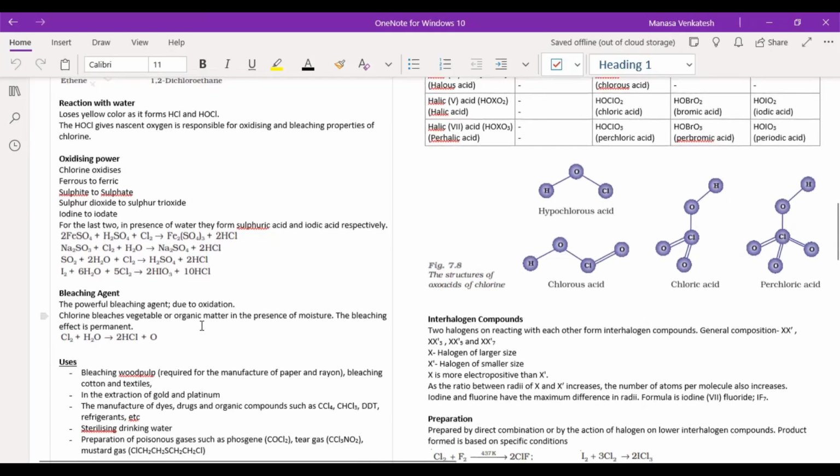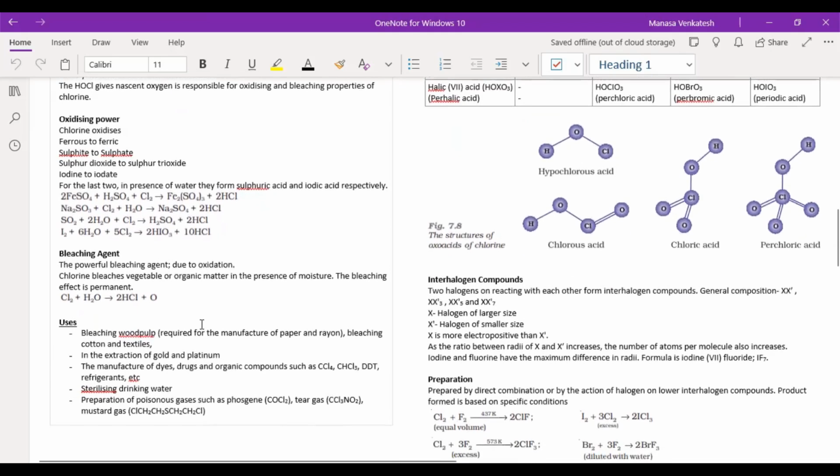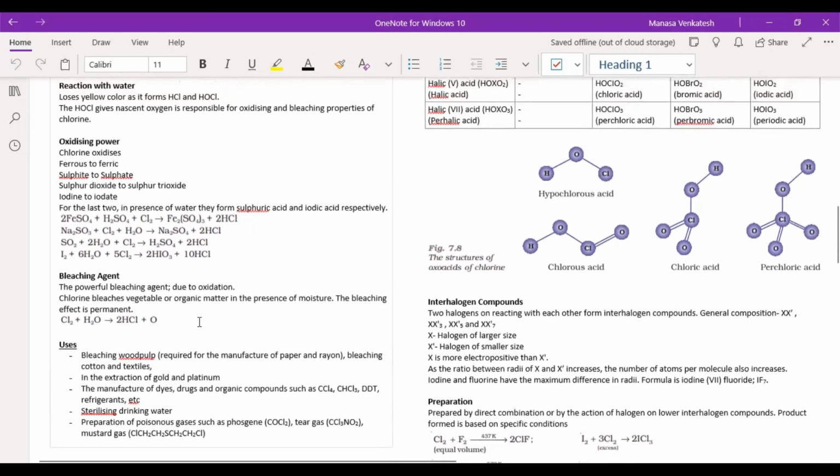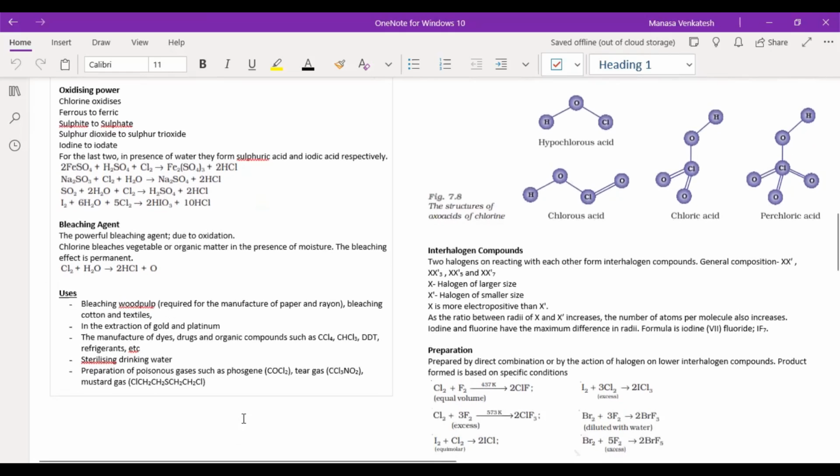Bleaching agent: chlorine is a powerful bleaching agent because of oxidation. As I told you, it forms two products, HOCl and HCl. The nascent oxygen from HOCl gives its bleaching action. So the effect of its bleaching power is actually permanent, and these are the various uses of chlorine.